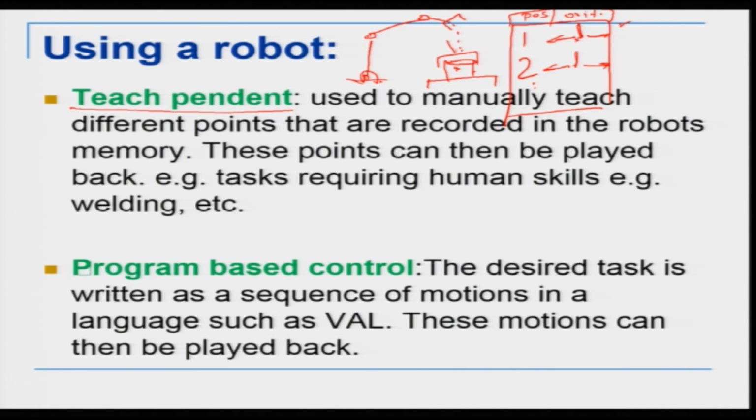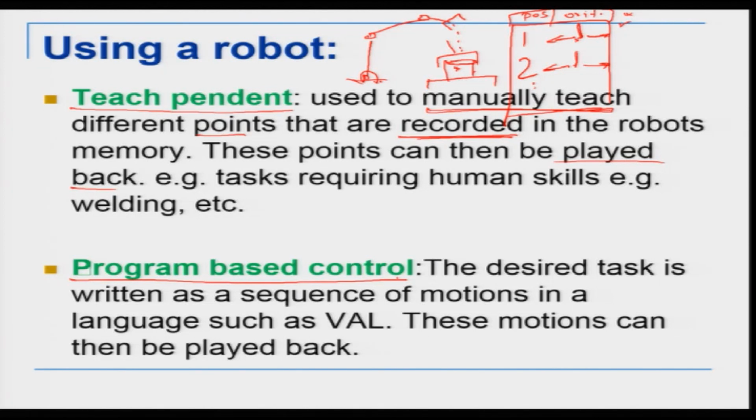And whatever position it is moving through in space is being recorded in the memory. So, I can then play back that point. The teach pendant is basically used to manually teach. Manually we are using the teach pendant to take the robot to different points that are recorded in the robot's memory, and then these points can be played back. For example, in a pick and place application, we use the robot to pick up something and keep it somewhere, and at every location the position and orientation is recorded, and then we can play back the task.